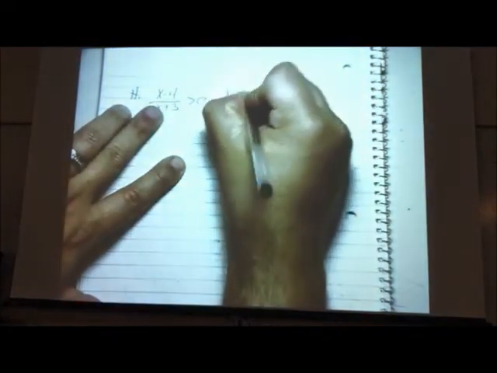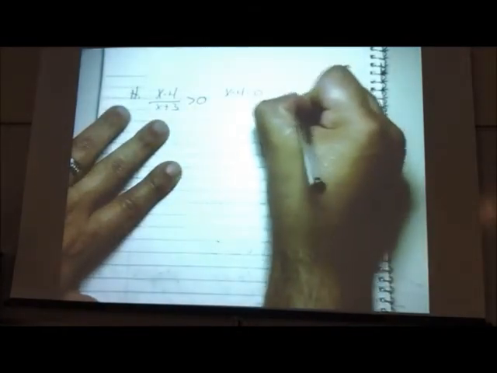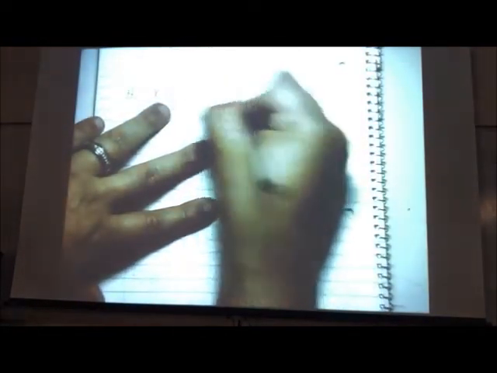Watch. All you're going to do is you're going to get X minus 4 equals 0, and X plus 3 equals 0. Did you see how simple that was? Solve for X. X equals 4, X equals negative 3. Look, I have my X's.